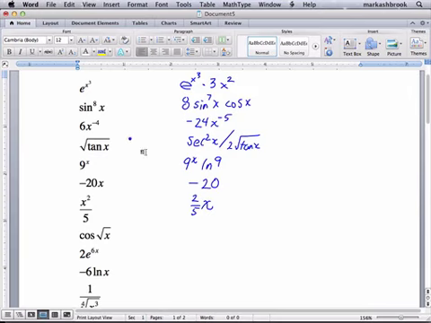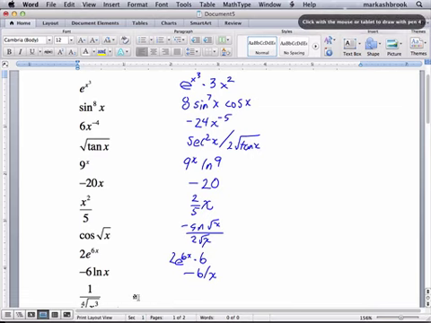All right. This one is negative sine radical x over 2 radical x. This one is 2e to the 6x times 6. Negative 6 over x. Okay, so here's what I was talking about. This next one, you have to see this as x to a power. What is it? x to the negative 3/4. Now we're ready for the derivative. Negative 3/4 x to the negative 7/4. Whoa.